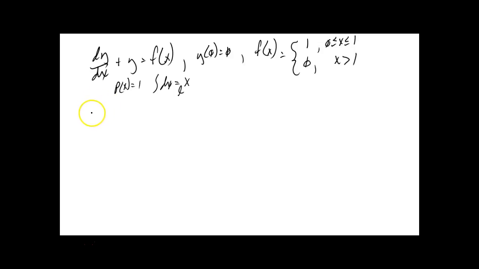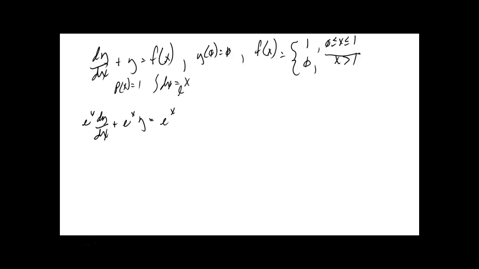So now we rewrite our original problem. e to the x dy dx plus e to the x y, or I probably should have done y e to the x, is equal to, okay, I'm going to put e to the x. This will be this case right here. Anytime x is between 0 and 1, that will be that case. Then later we'll come back and do the other case.